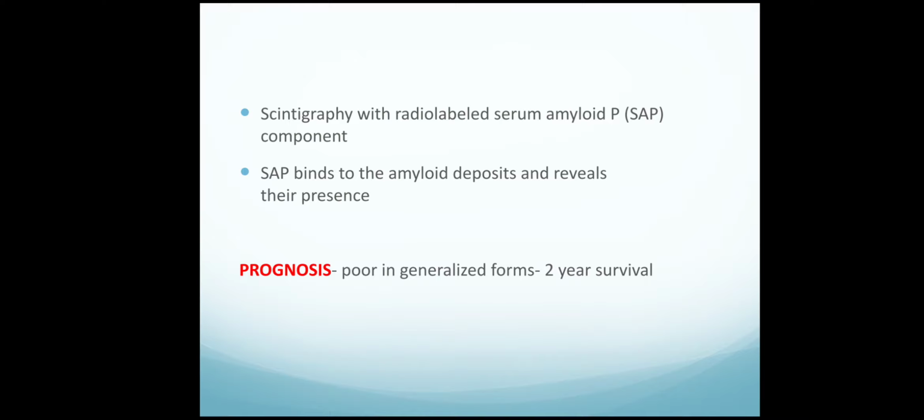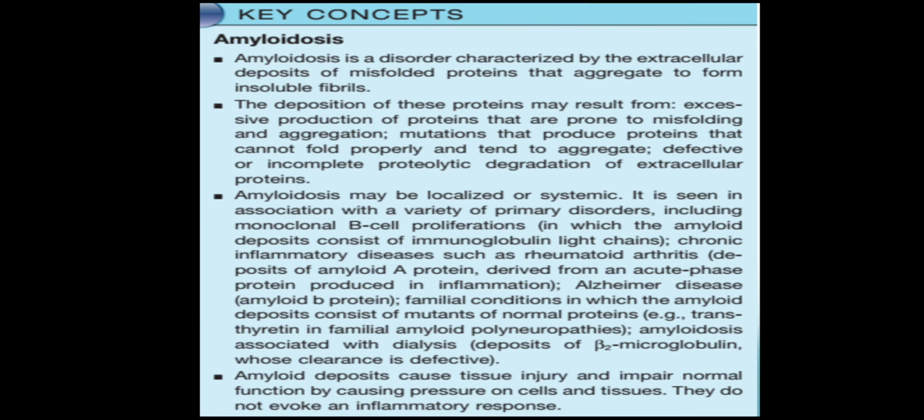The gold standard, the most important investigation, is histopathology and Congo red staining. Prognosis is poor in the generalized form, with a 2-year survival. So this is a summary for amyloidosis.